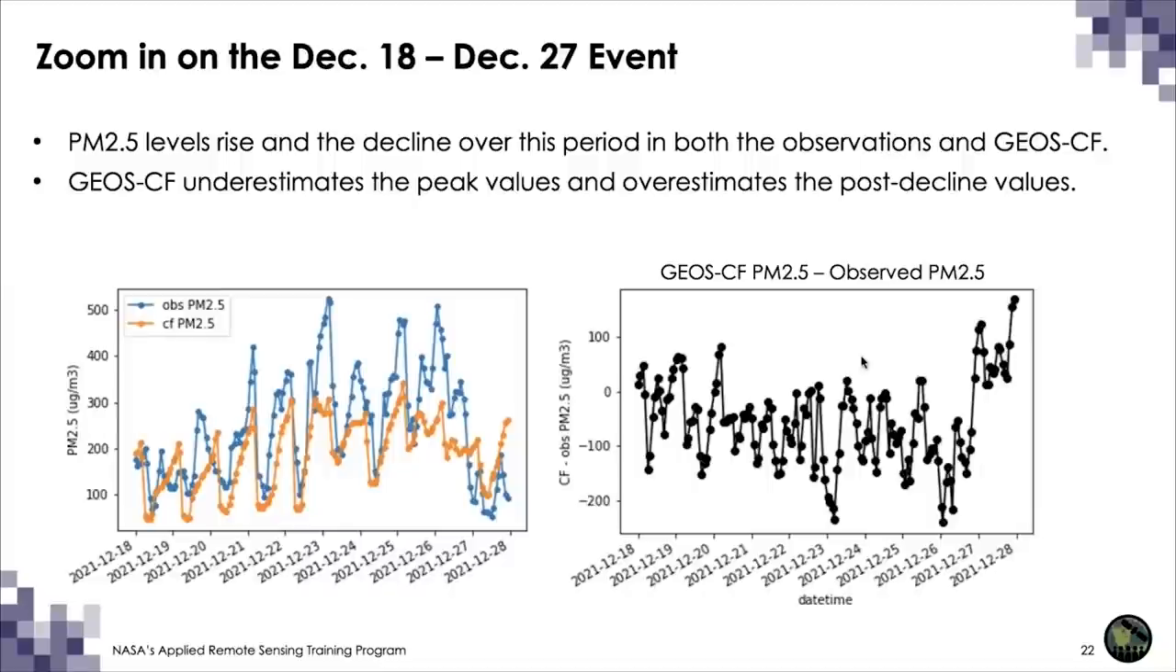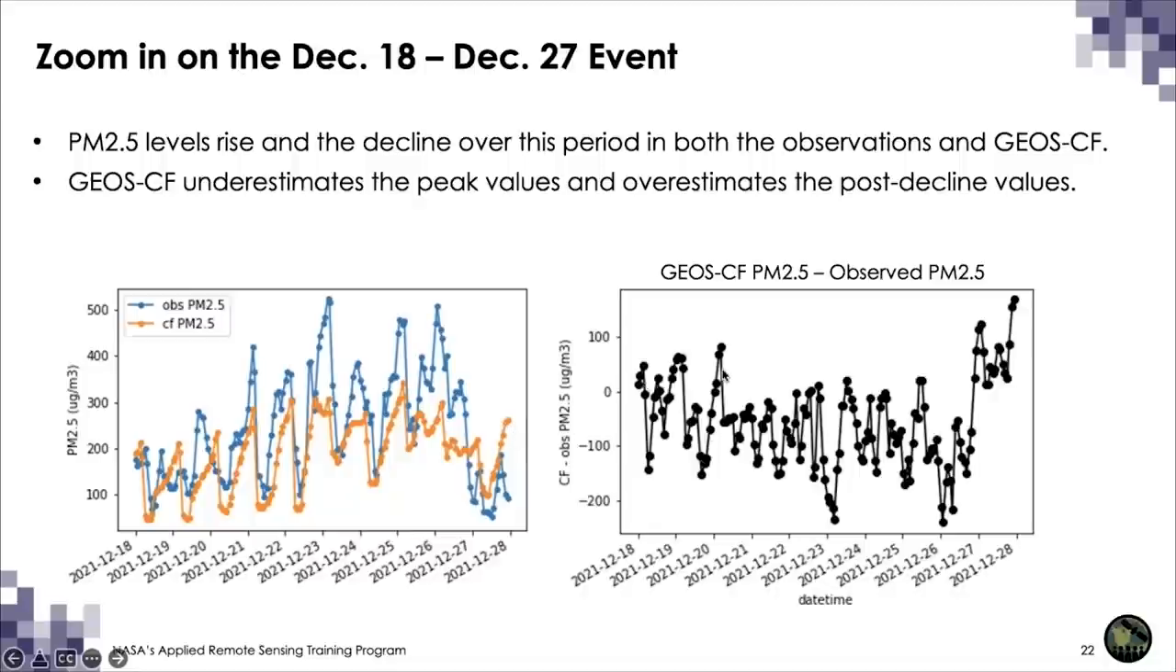We now zoom in on the December 18th through 27th event, during which observed PM2.5 concentrations reached values over 500 micrograms per cubic meter and then declined. The figure on the left shows that GOCF reproduces the timing of the increase and subsequent decrease, but it underestimates the peak values and overestimates the values at the end of the period.